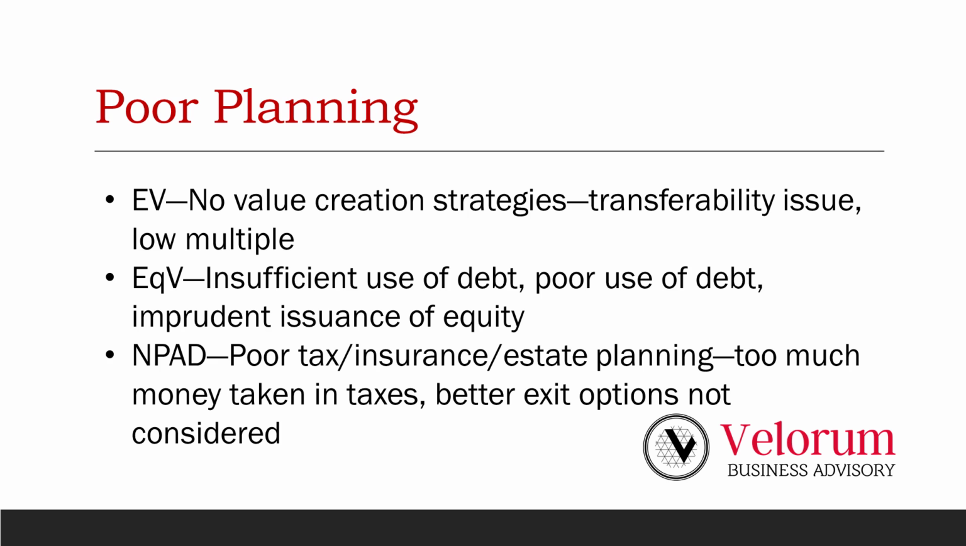In a better case, it may result just in a lower multiple. So in other words, the business sells, but you're not going to optimize the multiple. On the equity value side, here we're talking about either insufficient or poor use of debt. And the reality as it relates to debt is that some businesses either don't use debt, don't use enough of it, or have used it very poorly given the economics of the business.